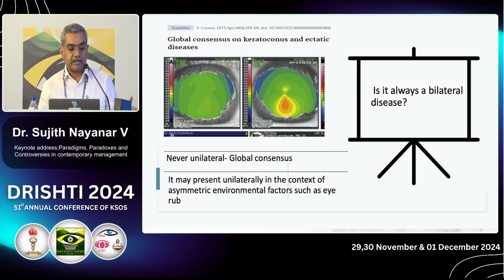There is unilateral keratoconus, but the paper on the global consensus on keratoconus has clearly stated that it's always a bilateral disease. So what you are seeing as a unilateral disease is nothing but an asymmetrical presentation of a bilateral disease where one eye has actually presented a little earlier than the other eye. So the other eye is always called a forme fruste in such cases and will be considered as keratoconus even if there are no clinical symptoms in it.